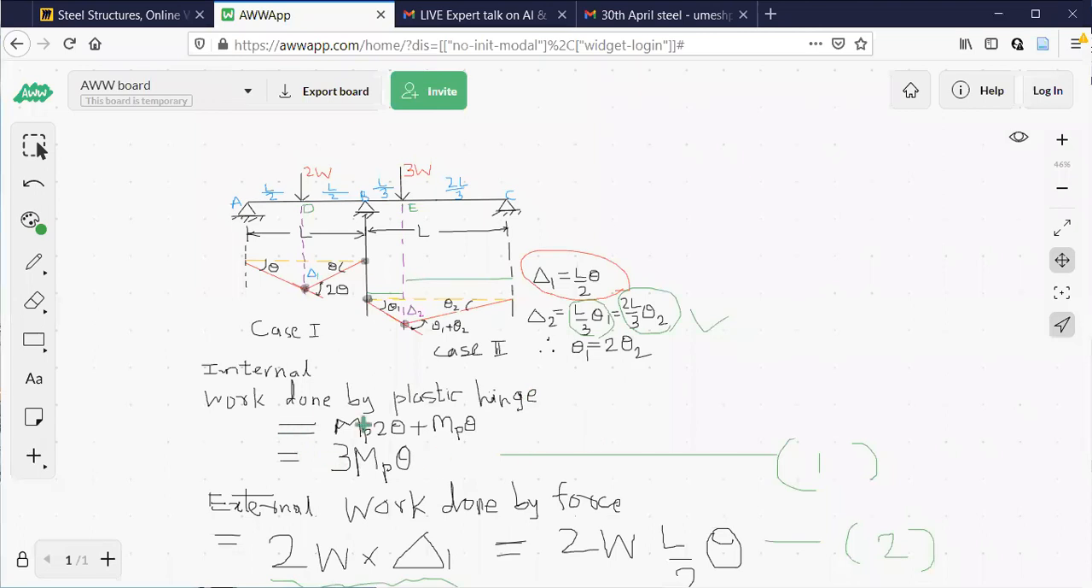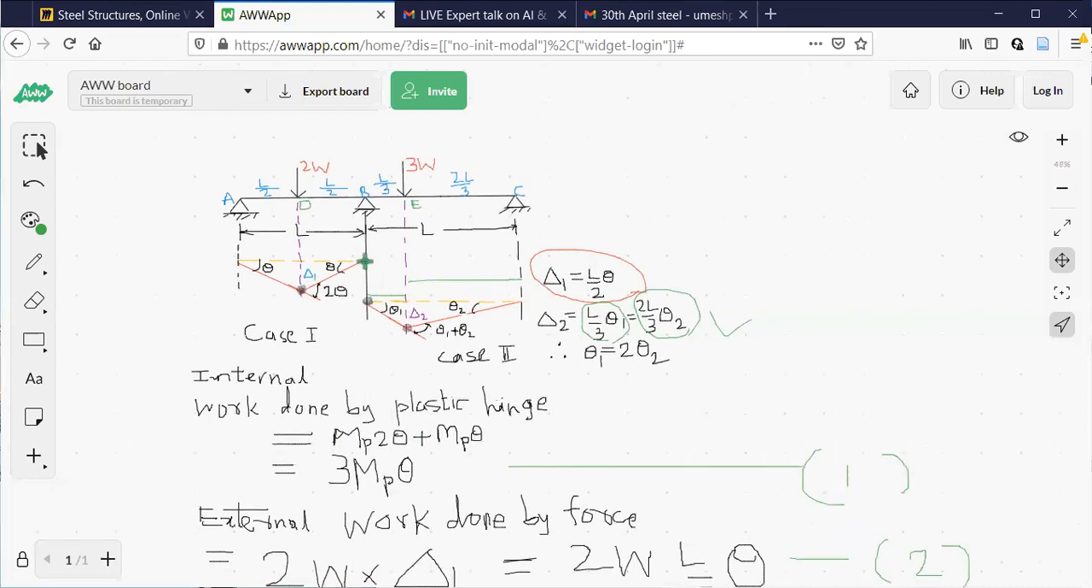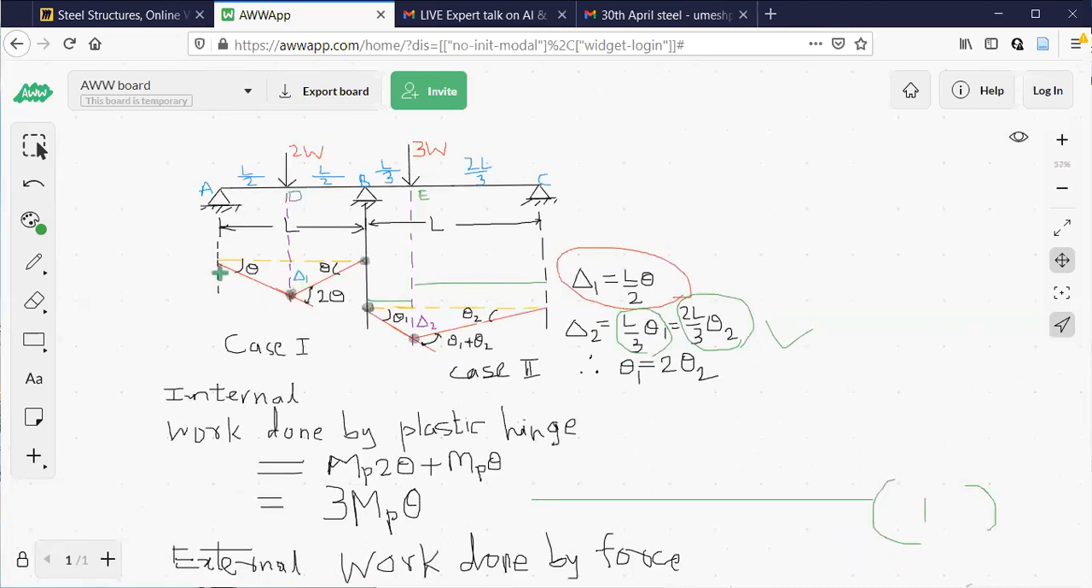Now see here, work done by the plastic hinge. Look at this one, MP into 2 theta. So here one plastic hinge is there. The rotation here you should take as 2 theta. So MP 2 theta. One more hinge is here. That is why I told you hinge. If you by mistake show a hinge here, your answer will be different. You should know that there is a mechanical hinge here.